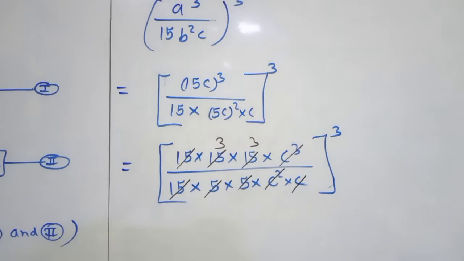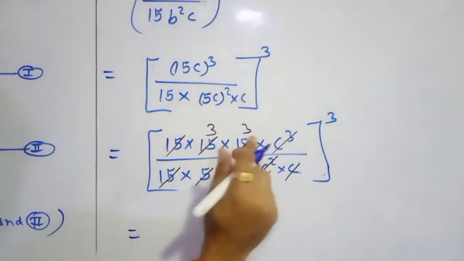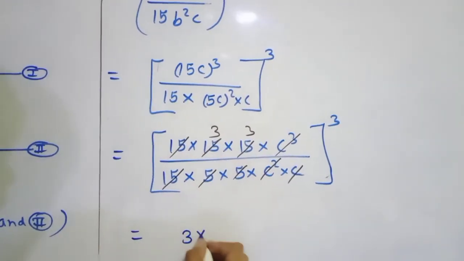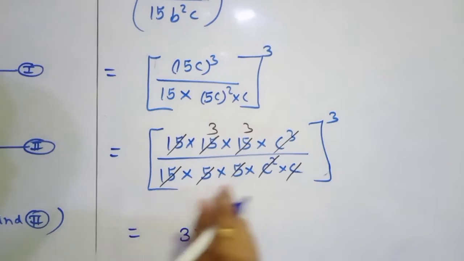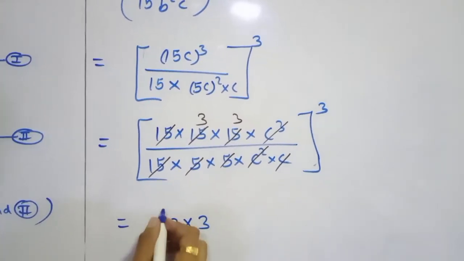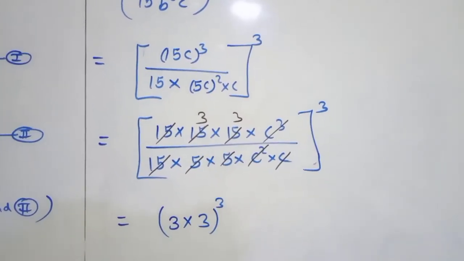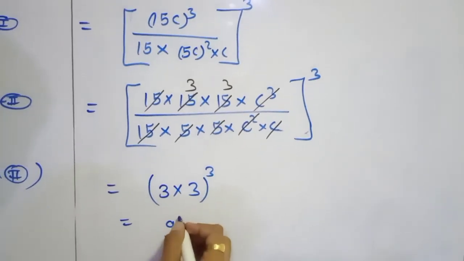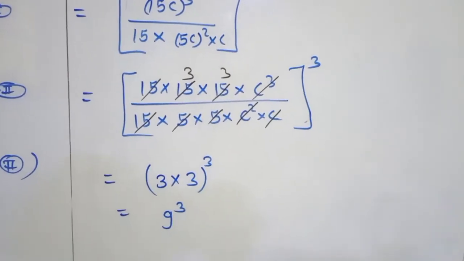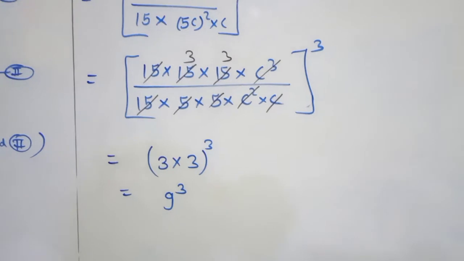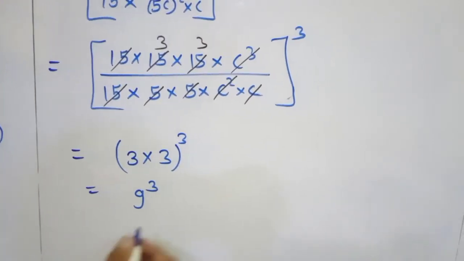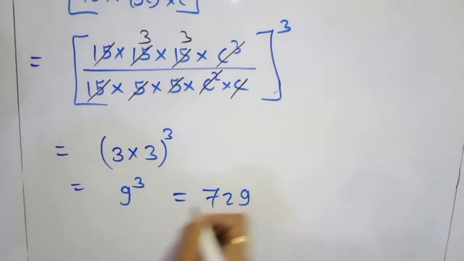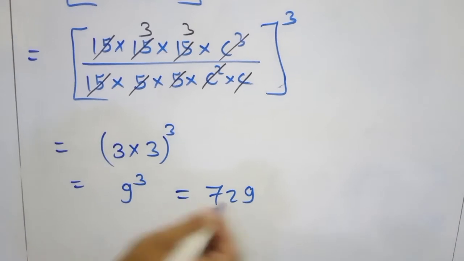In the next line, what will remain in the numerator? 3 into 3. And in the denominator? Nothing. And we have the cube. 3 3s are 9, and we get the cube of 9. So what is the cube of 9? That is 729. Yes, we got the value.